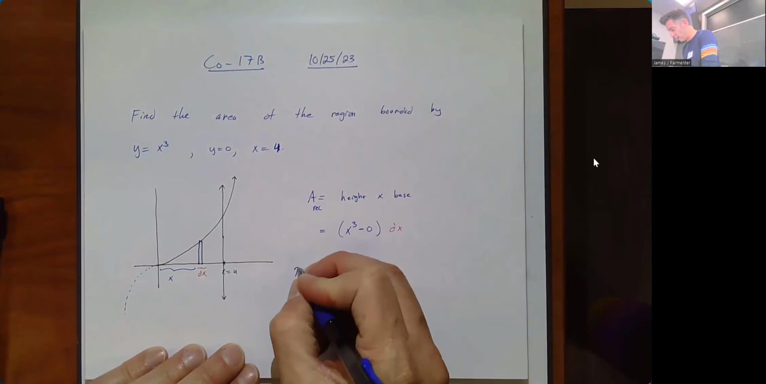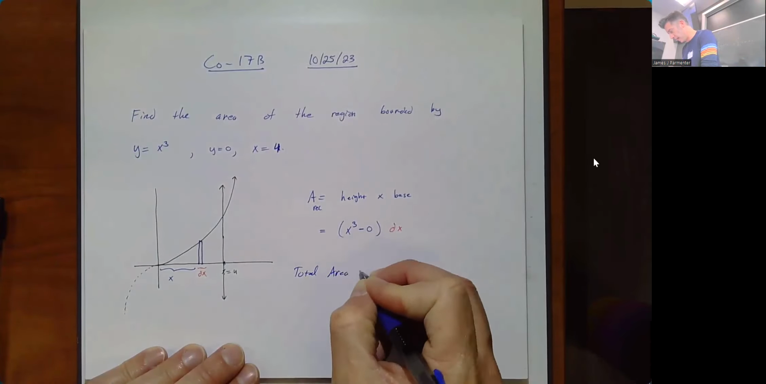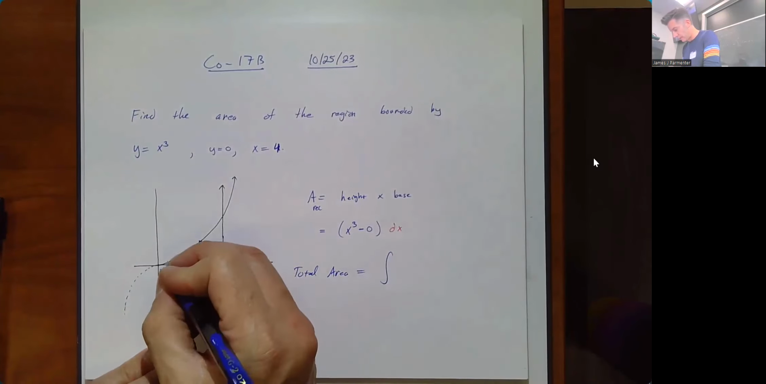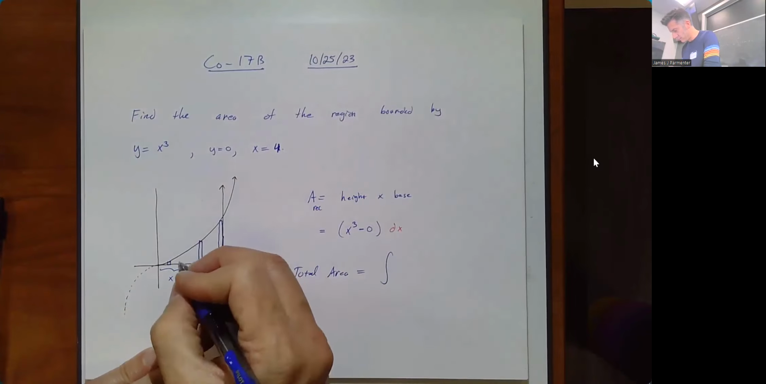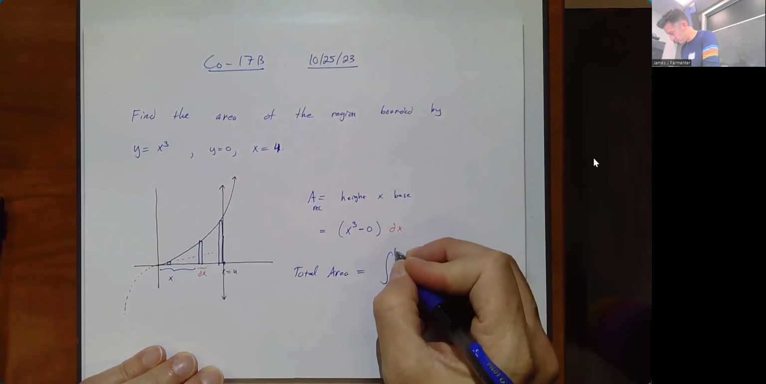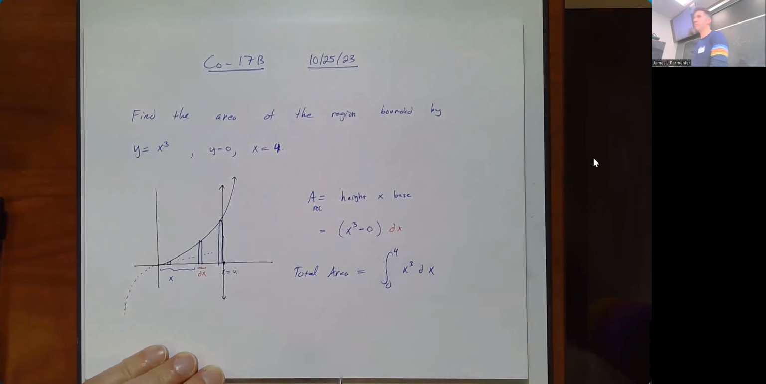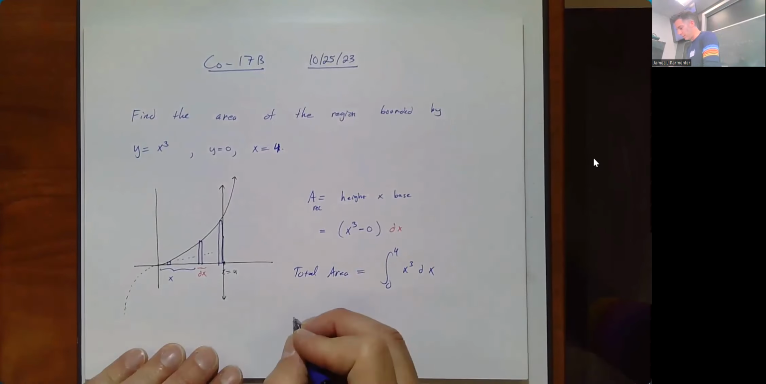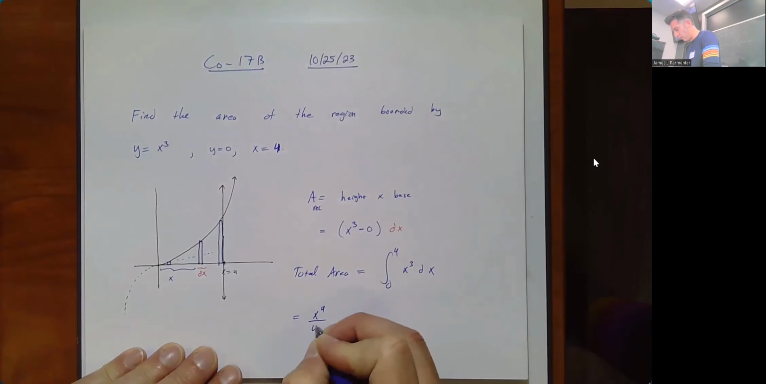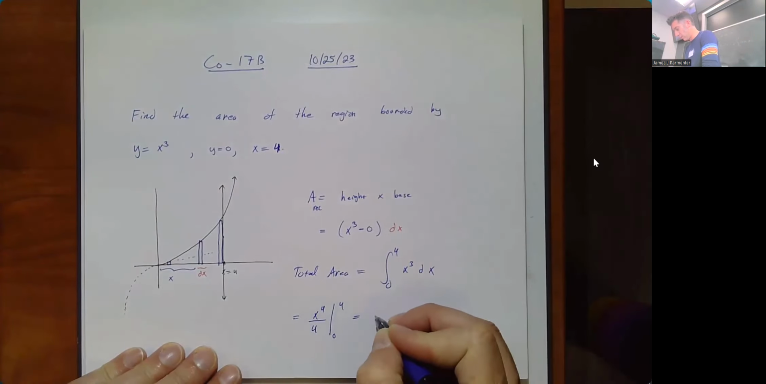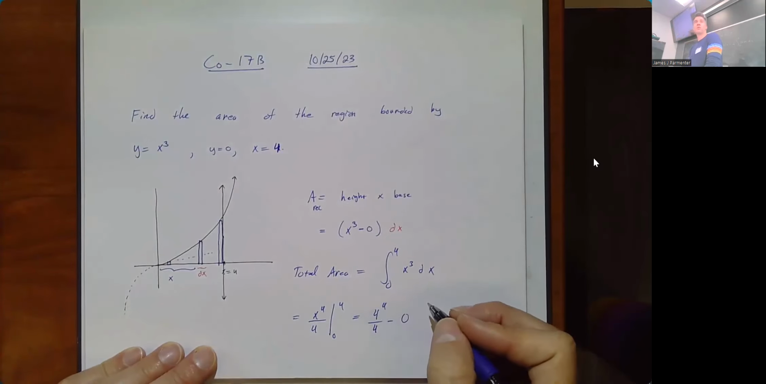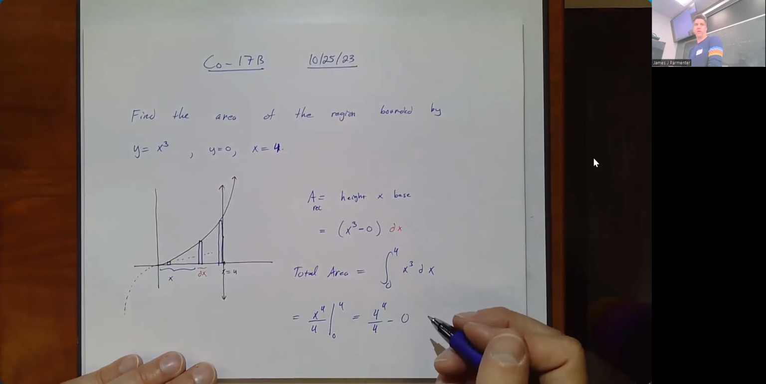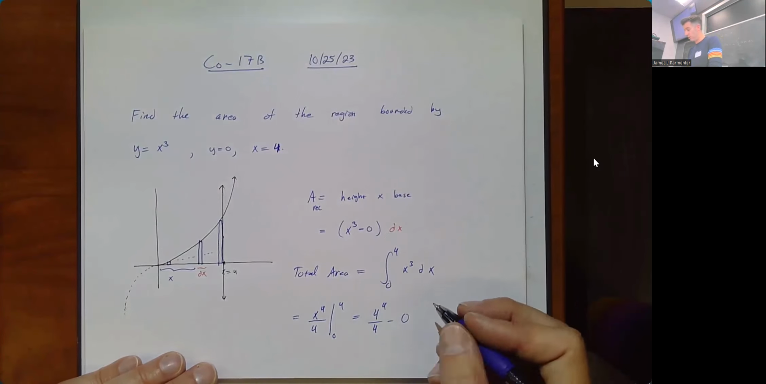We get the total area by adding up all the rectangles from as far left as x equals 0 to as far right as x equals 4. That's how we find the area. Not too surprising. We would end up getting x to the 4th divided by 4 from 0 to 4, which is 4 to the 4th divided by 4 minus 0 to the 4th divided by 4. You shouldn't calculate 4 to the 4th here. 4 to the 4th divided by 4 is 4 to the 3rd, which is 64.